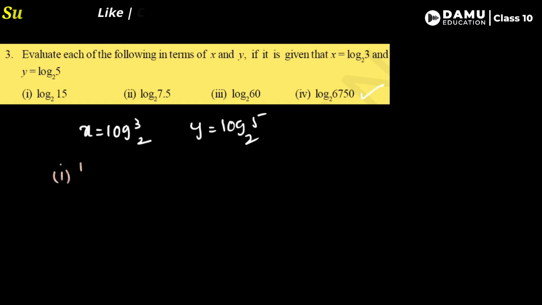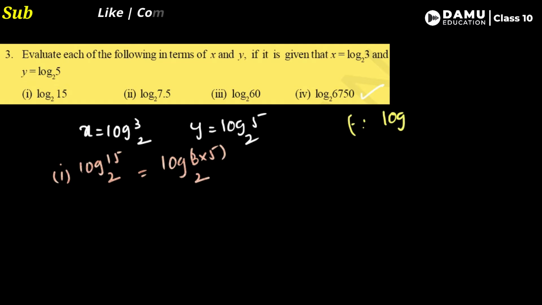So the first one: let's take log 15 base 2. We can write 15 in the format of 3 into 5. Can you write like this or not? Yes, 3 fives are 15. Then we need to know the formula of log AB: log AB base x is equal to log A base x plus log B base x. So this is the format.